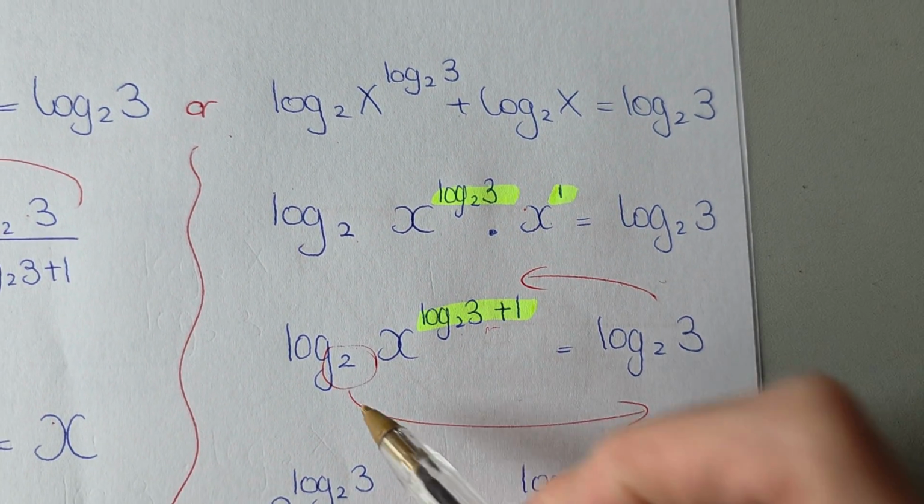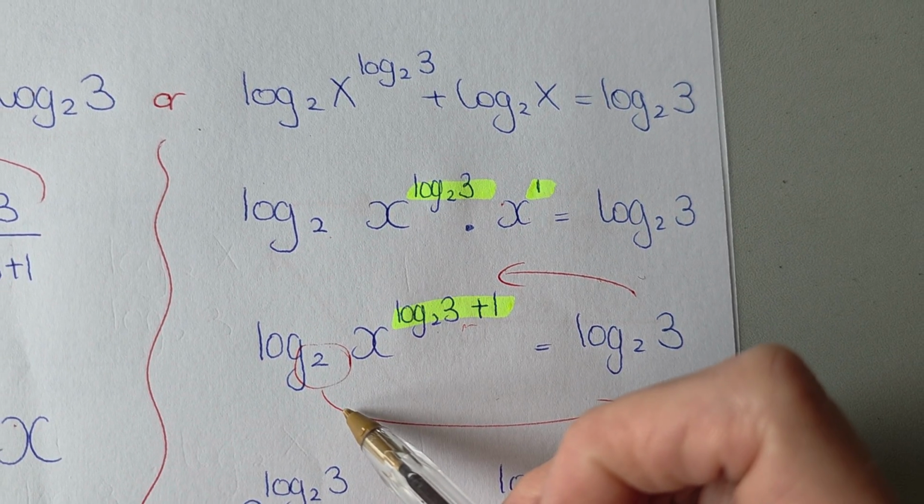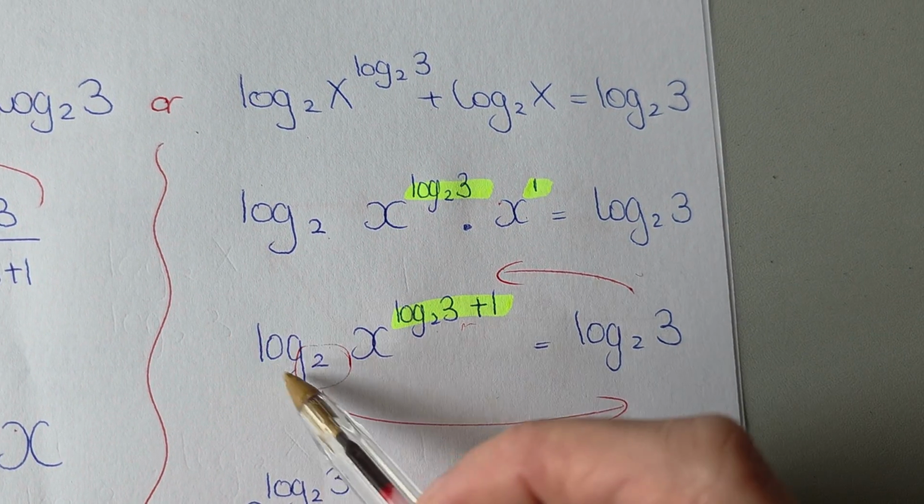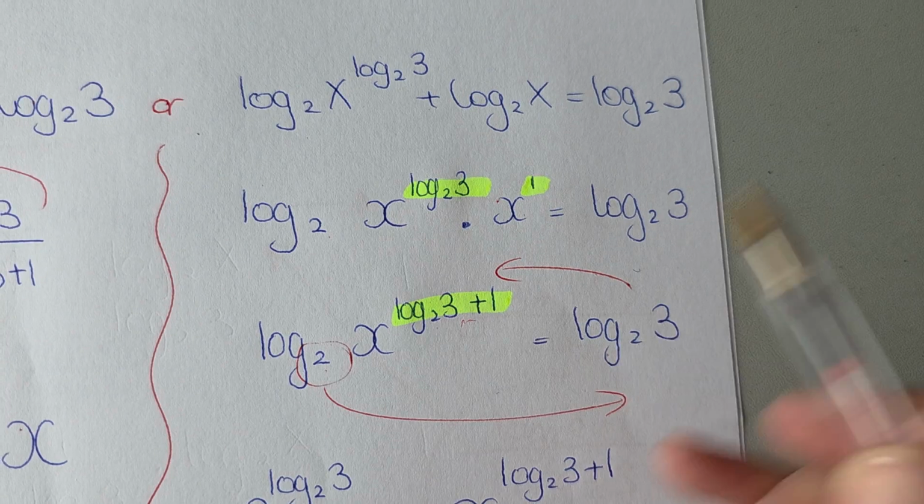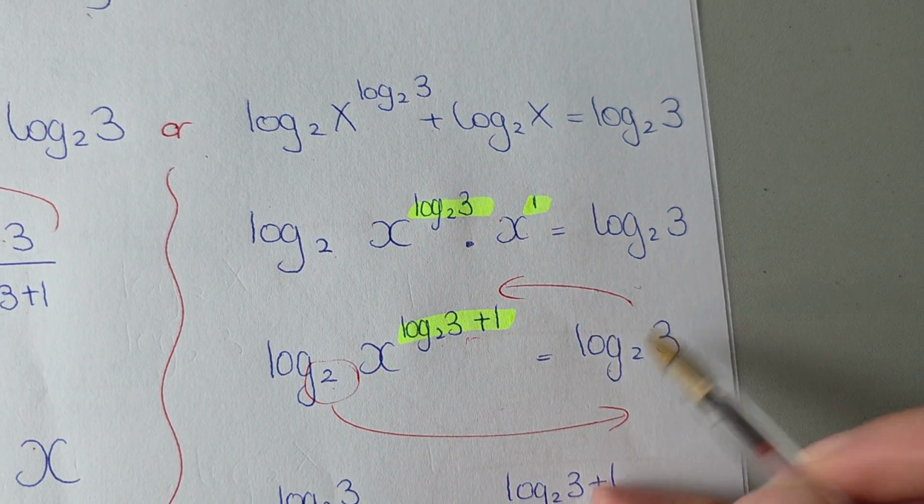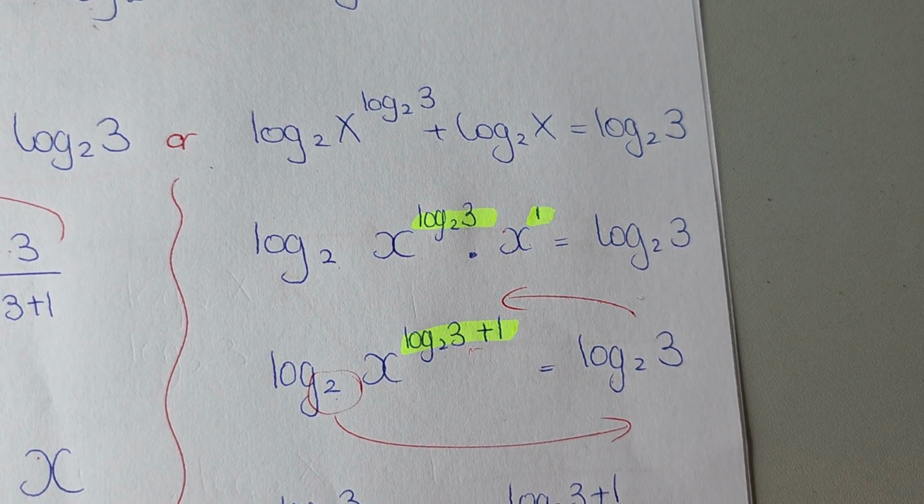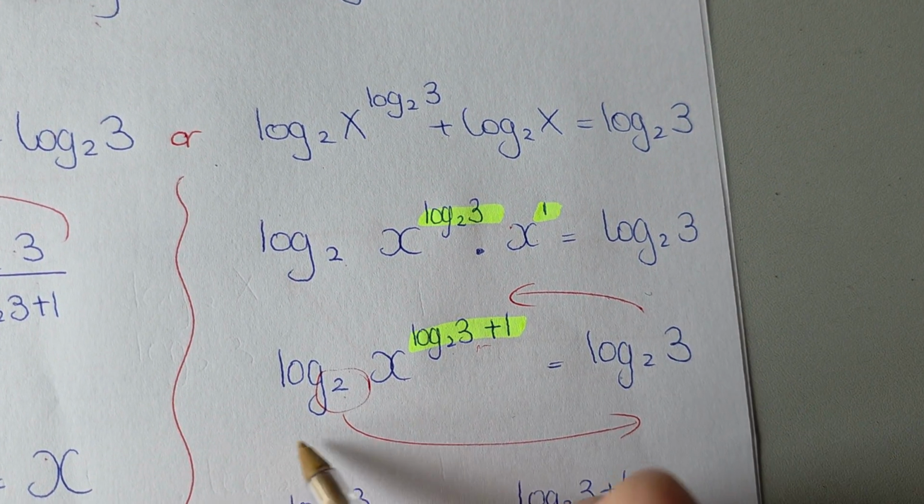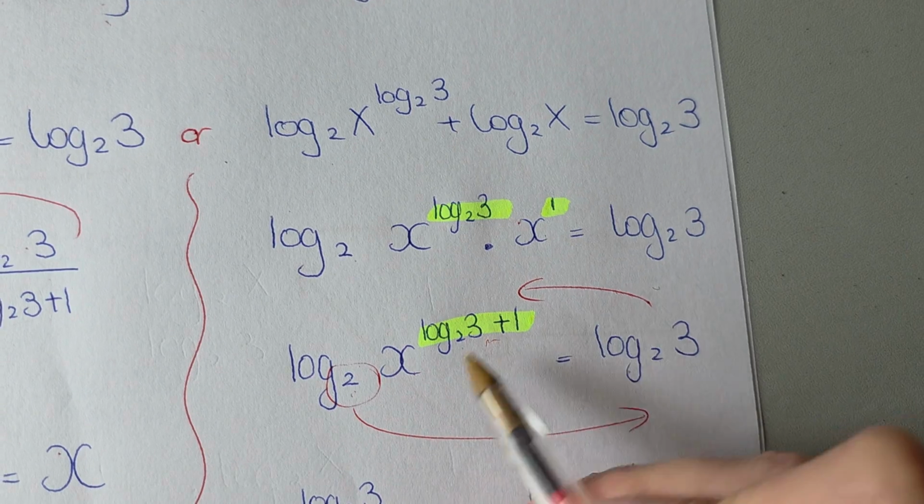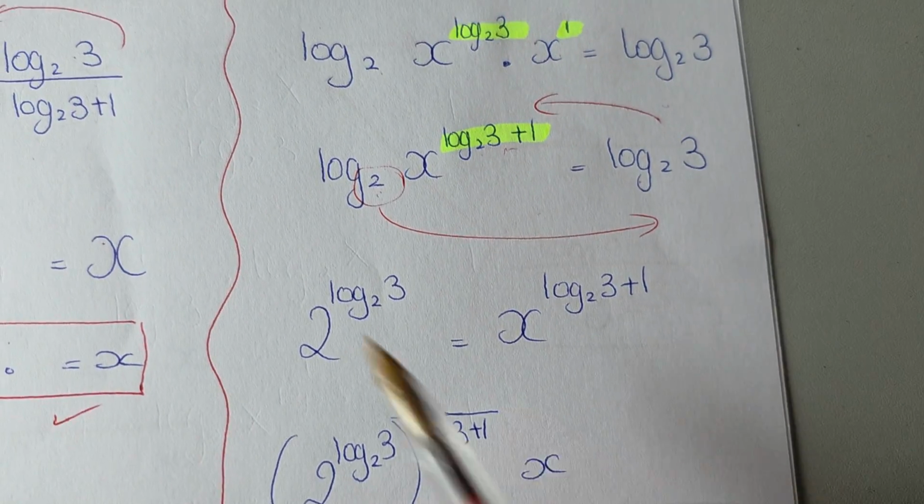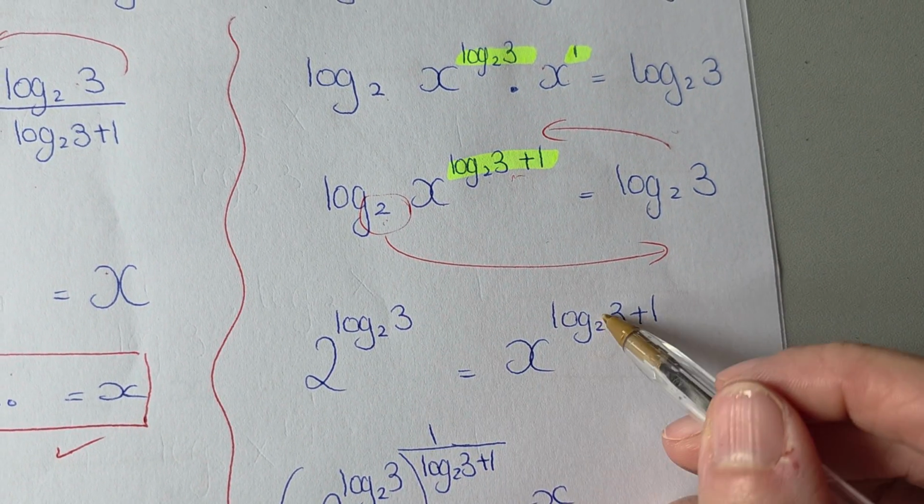Okay, next step, you want to take it out of logs. Or you could drop the log. You could, because you have a log on this side and a log on that side, you could actually just drop the logs and you'd get x to the power of that equals 3 if you want, because you're going to get that anyway in a second. Alternatively, take it out of log notation, it would be 2 to the power of that equals this expression. Okay, so 2 to the power of that equals x to the power of that.